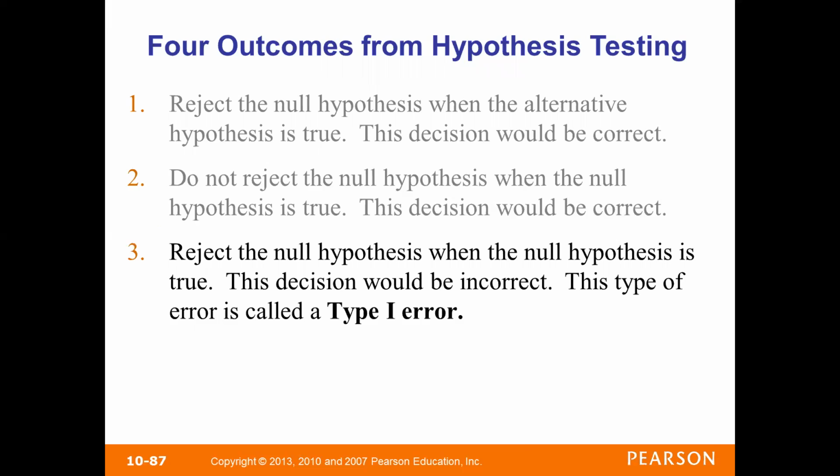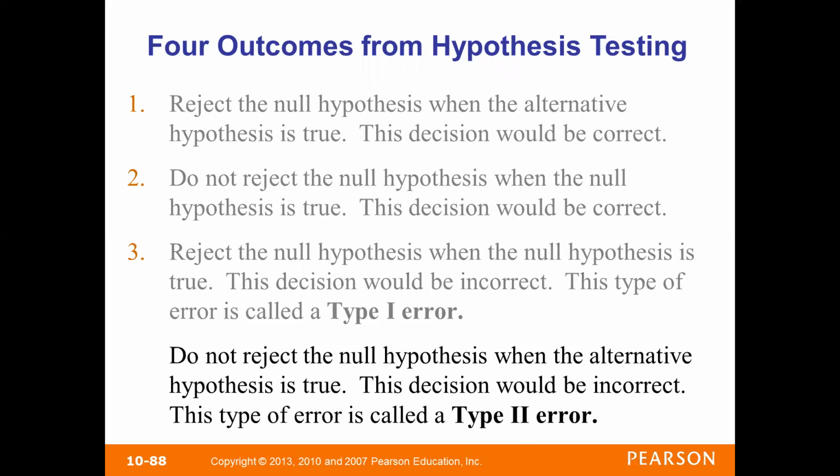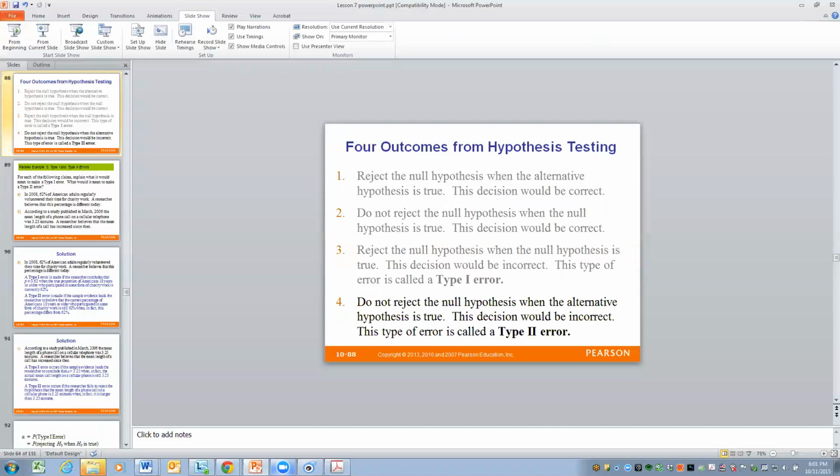We reject the null hypothesis when the null hypothesis is true. This is an incorrect decision and it's called a type 1 error. And we can fail to reject the null hypothesis when the alternative is true. And that would also be an incorrect decision and is called a type 2 error. That's a lot of wording to try to describe what's going on. So I want to try to draw it out in table format for you, and see if we can make a little more sense of it.